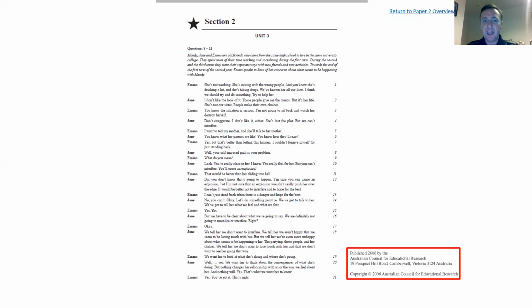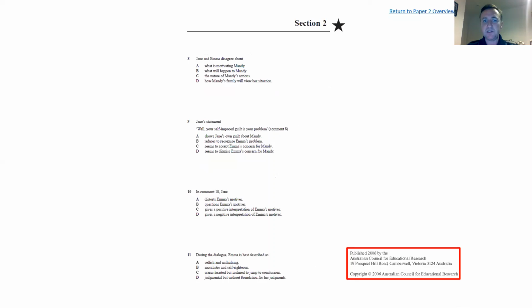So Emma speaks to Jane of her concerns about what seems to be happening with Mandy. So you're given then again the whole dialogue, and you go through that, and then Jane and Emma disagree about, again, what are those 4 points. So there's only one of them right. Your interpretation, your understanding of the comprehension might be slightly different. I think they're disagreeing about something, you think it's something else, but of course there's only one right or wrong answer.